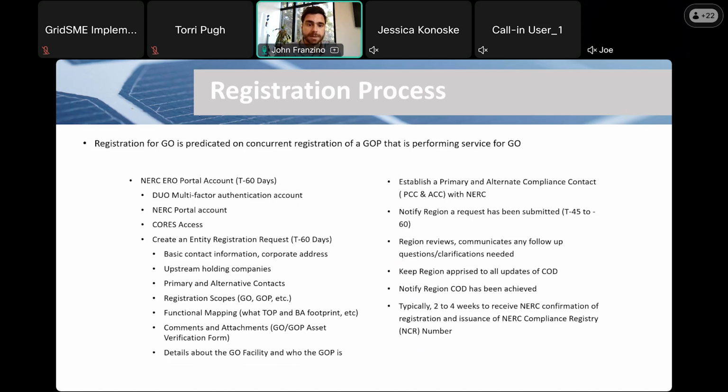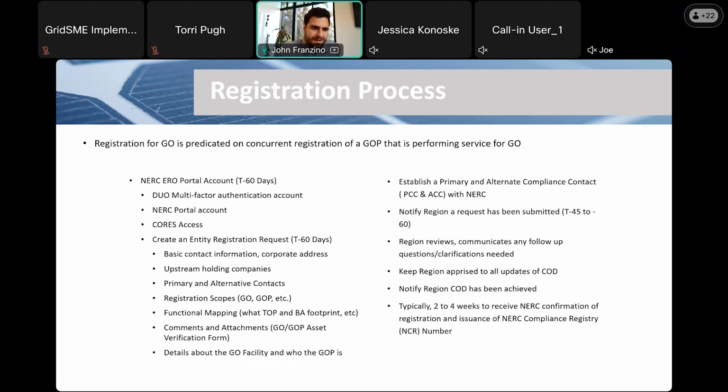You're going to get set up in a few portals with NERC, and that's where notifications will happen. Things like NERC alerts, which we haven't talked about yet, where self-certification and other processes occur. So there's a little bit of that, set up accounts, et cetera, that needs to occur.